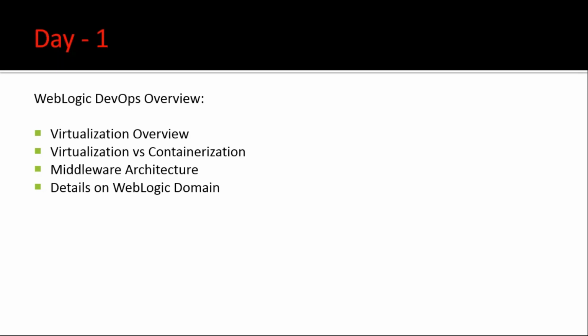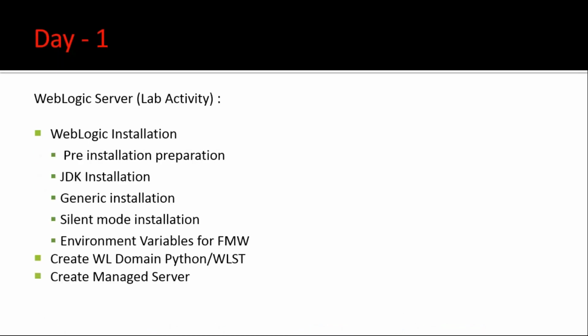So at a high level, what we are going to talk about on day one is WebLogic DevOps virtualization, meaning Vagrant and VirtualBox: what we are going to use and how it connects. Then middleware architecture, the WebLogic architecture, how it works. And then the WebLogic domain: the main important areas like the WebLogic admin server and managed server, how they communicate, what makes them a cluster, what a machine is, what the node manager is. All this we'll discuss on day one, and we'll install and configure.